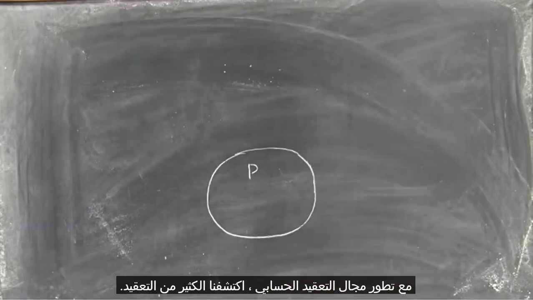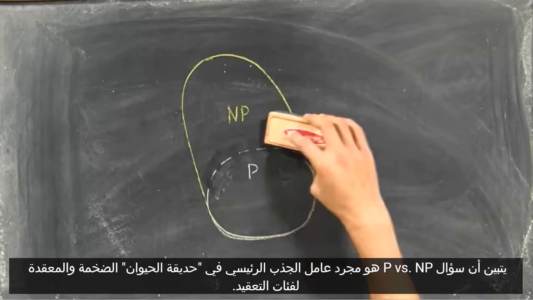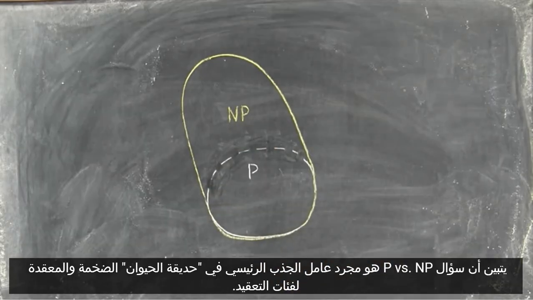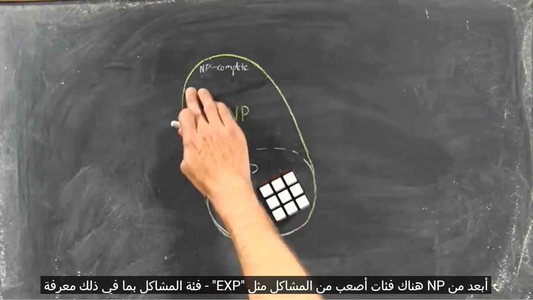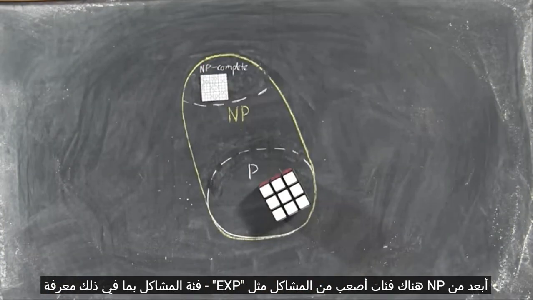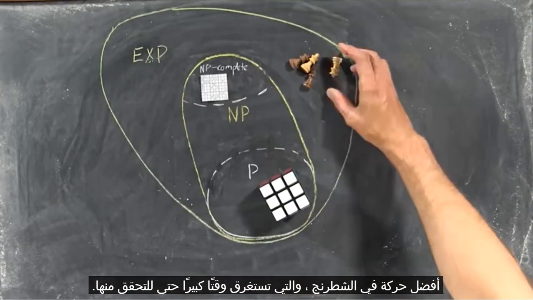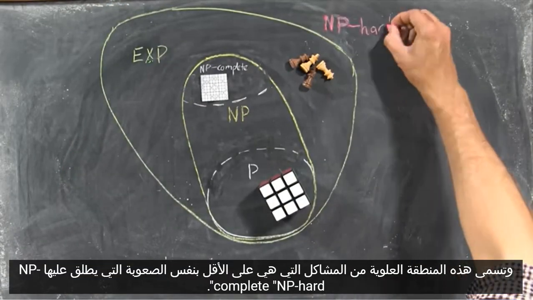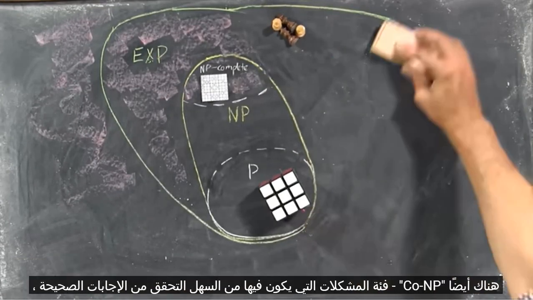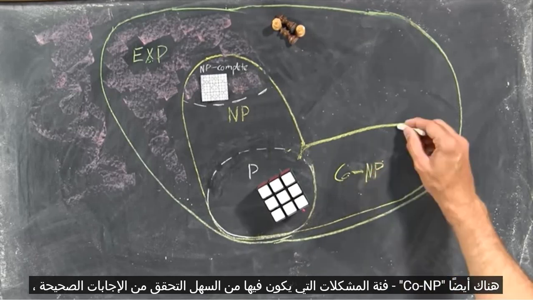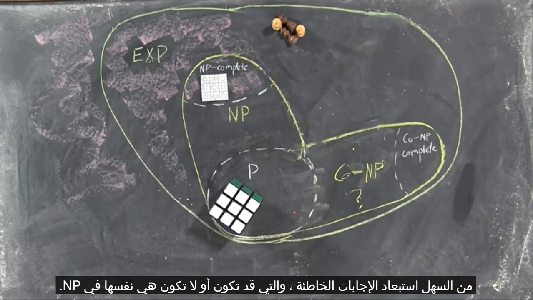As the field of computational complexity has developed, we've discovered a lot of complexity. The P versus NP question turns out to be just the main attraction in a huge and complicated zoo of complexity classes. Beyond NP, there are even harder classes of problems, like EXP, the class of problems including figuring out the best move in chess that takes exponential time to even check. This whole upper area of problems that are at least as hard as NP-complete is called NP-hard. There's also co-NP, the class of problems where instead of being easy to check right answers, it's easy to exclude wrong answers, which may or may not be the same as NP.